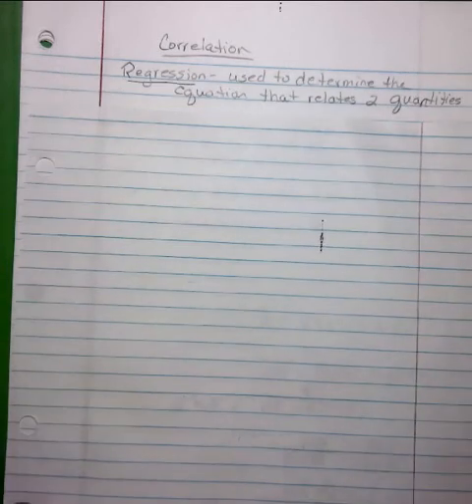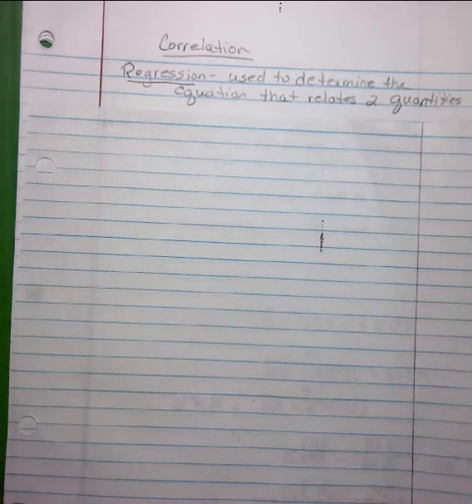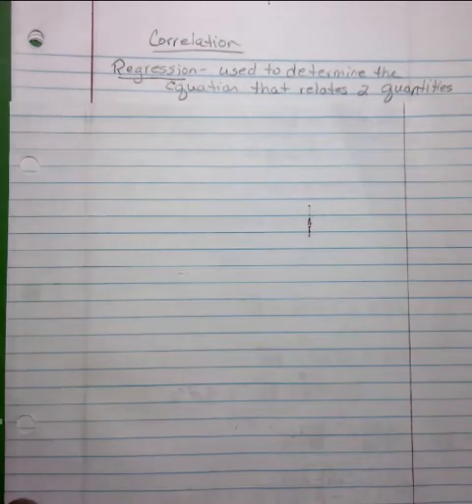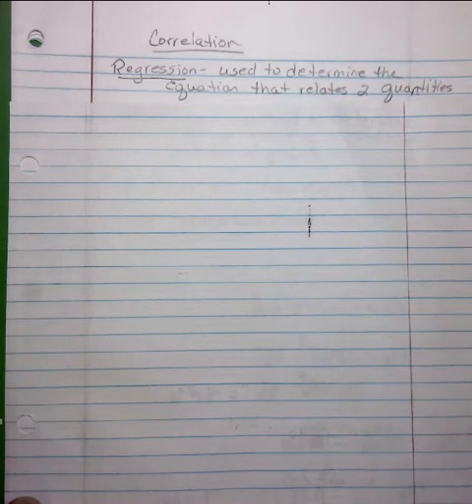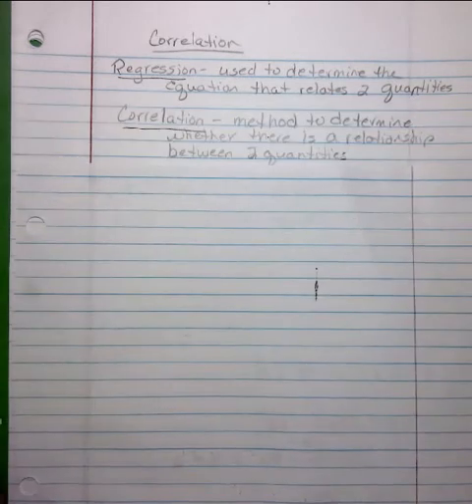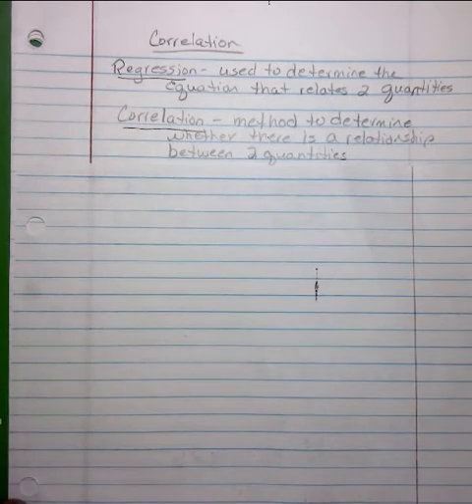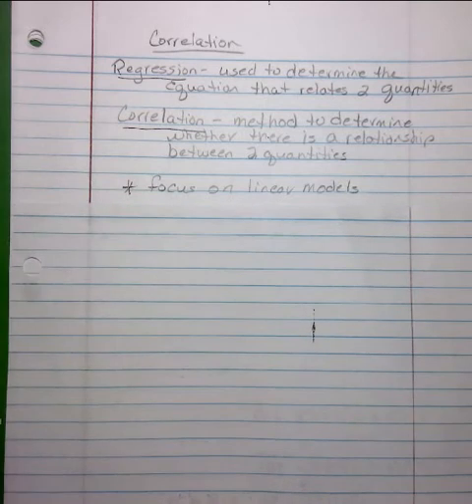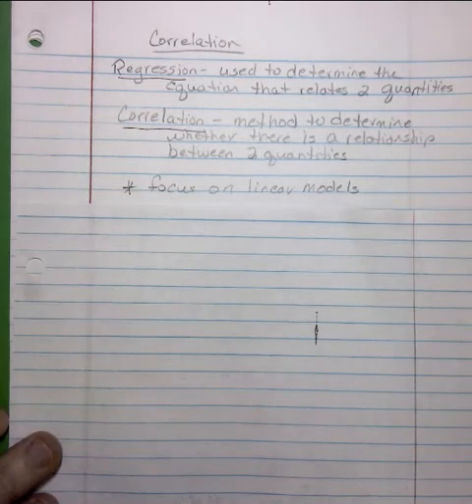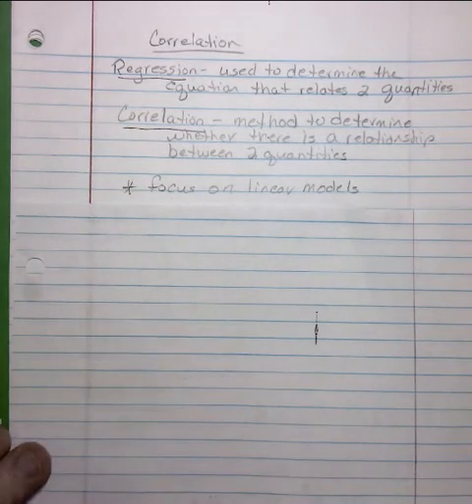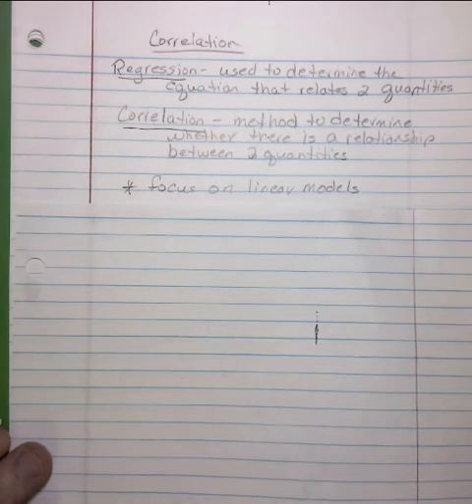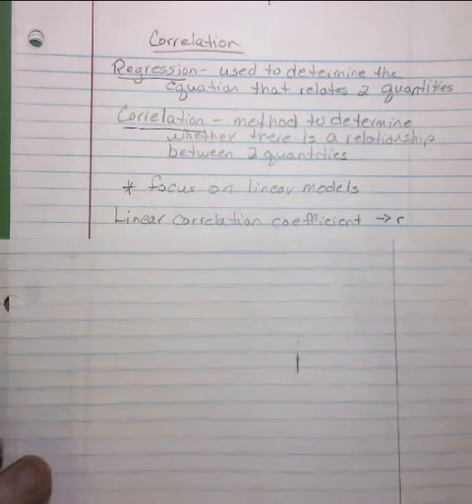Just as a little review, remember that a regression is a method that's used to determine the equation from two quantities. A correlation is a method to determine whether there is a relationship between those two quantities. Our focus is on linear models. Remember, we've talked about relations. Regressions can be exponential models, quadratic models, cubic models. So there's all kinds of regressions, and there can be all kinds of correlations between those two different quantities. But our focus, again, is on linear models.